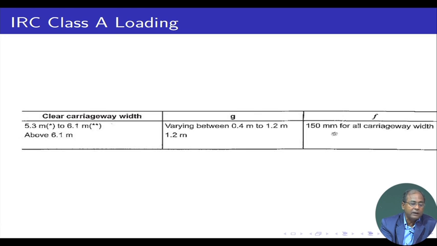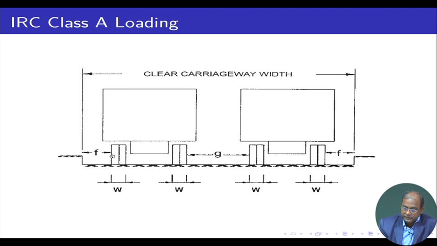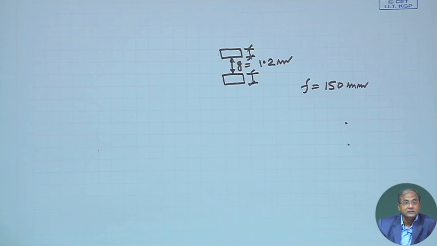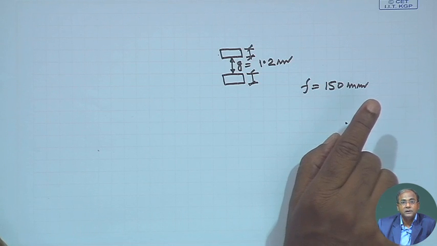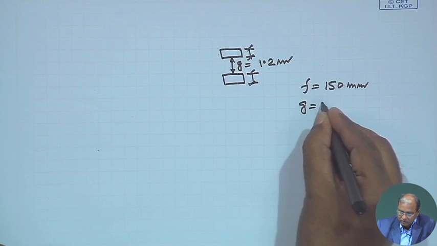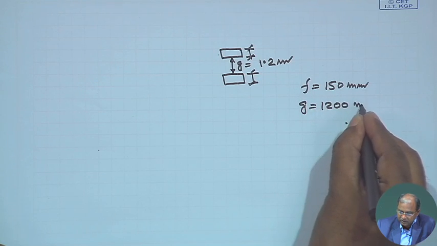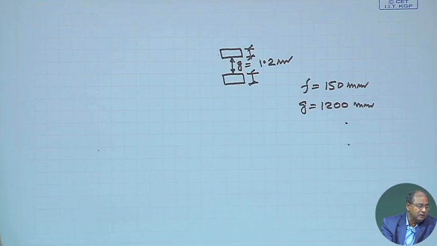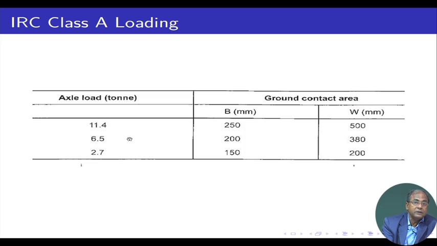Now, another value is there, F, and this F equal to 150 millimeter. So, we are getting these cases, F equal to 150 millimeter, and G equal to, let me write down that one here, 1200 millimeter. So, considering that aspect, I can take this loading, which is given here, 11.4 ton. So, 250 by 500. So, I can take this one as a 500.